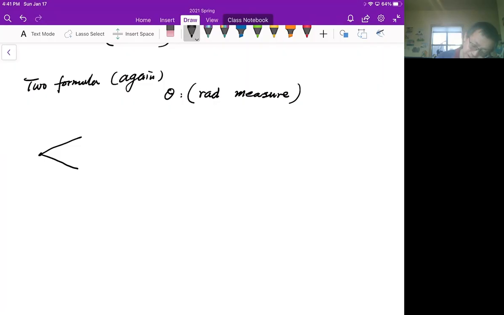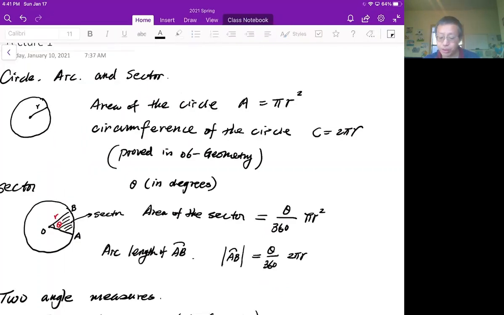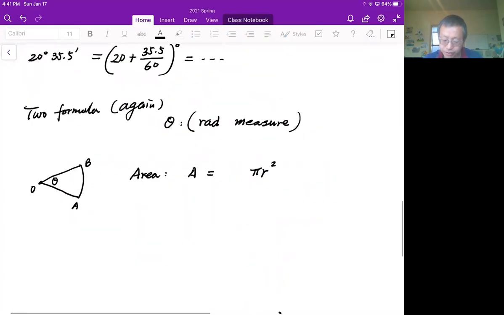All right, so this is the sector here, and this is O, A, and B. I need to figure out the area. So I'm going to use A for that. Again, the whole circle is pi r squared. Now what can I do here? In the previous formula, we divide by 360 and times theta, because in that case, the measure is in degrees, right? But now we're in radian measure.